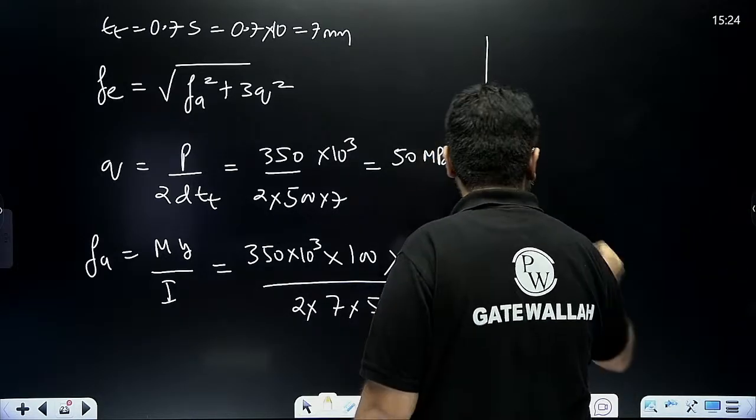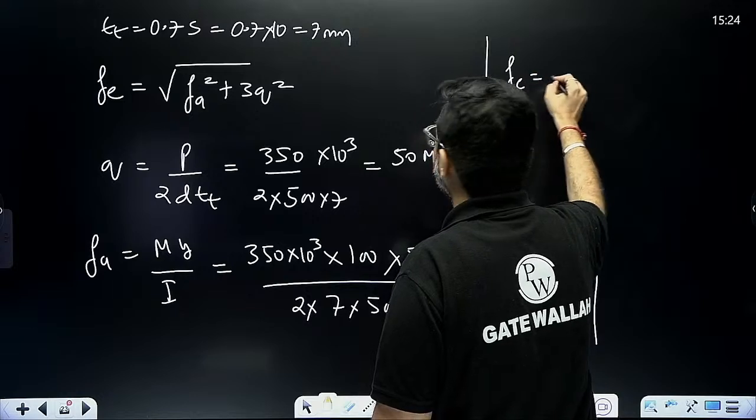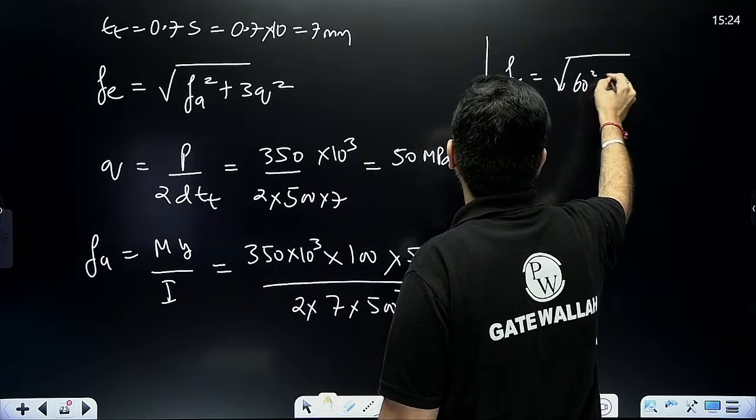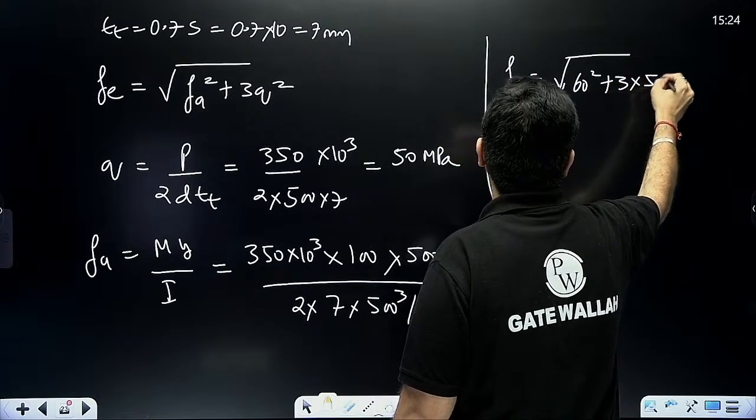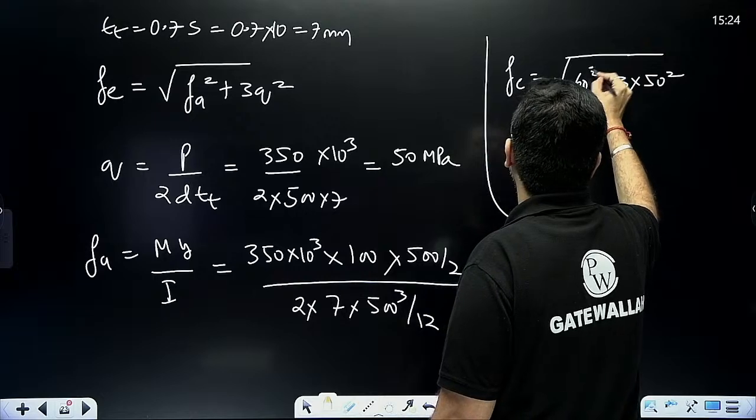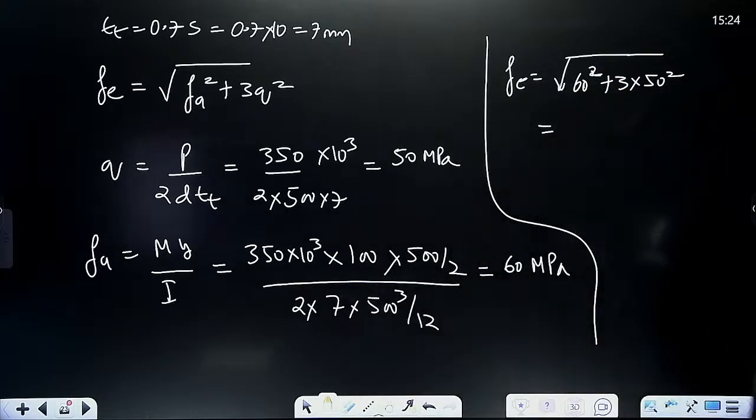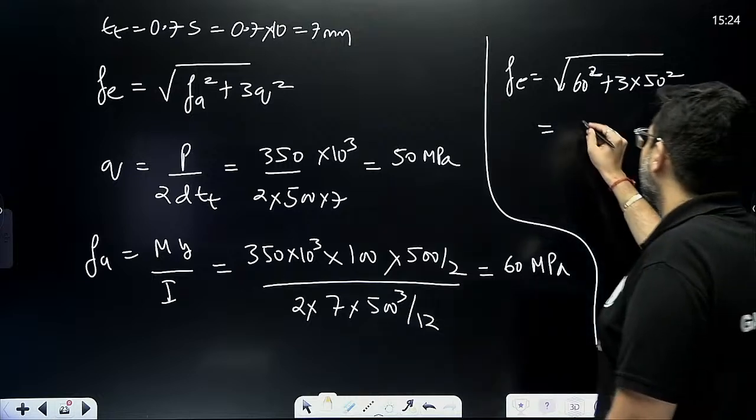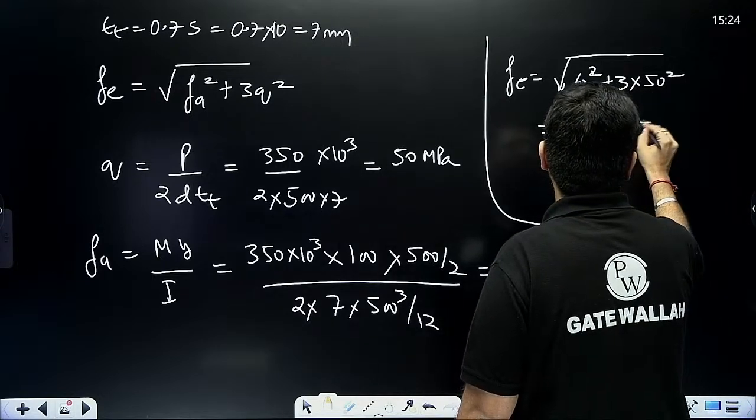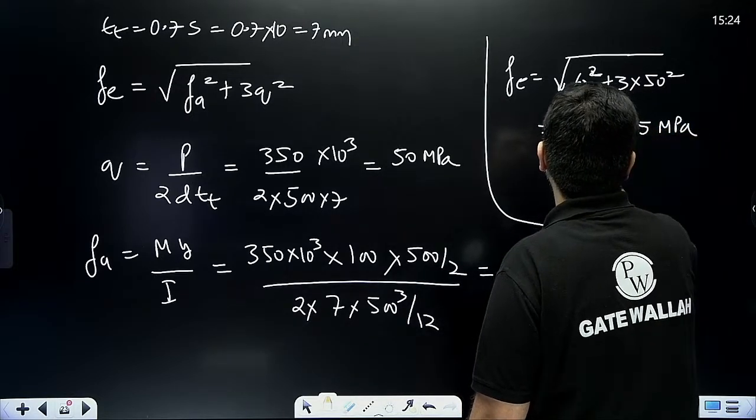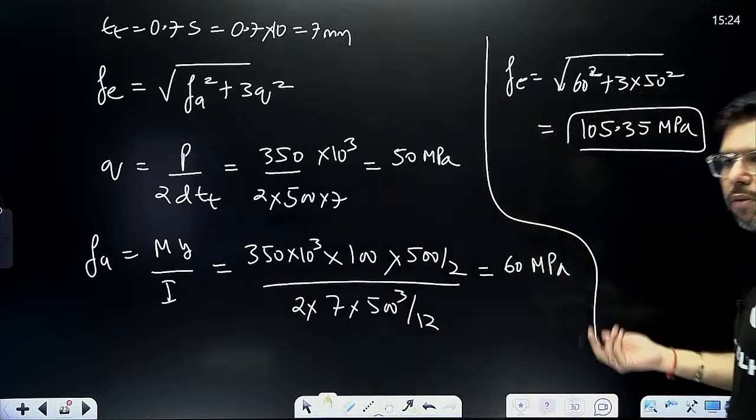Now my Fe will be how much? Square root of 60 square plus 3 into 50 square. Like this only you have done. Yesterday I also told you that like this you can find out the equivalent stress, that is 105.35 MPa. So this kind of questions you can very much expect in your exam.